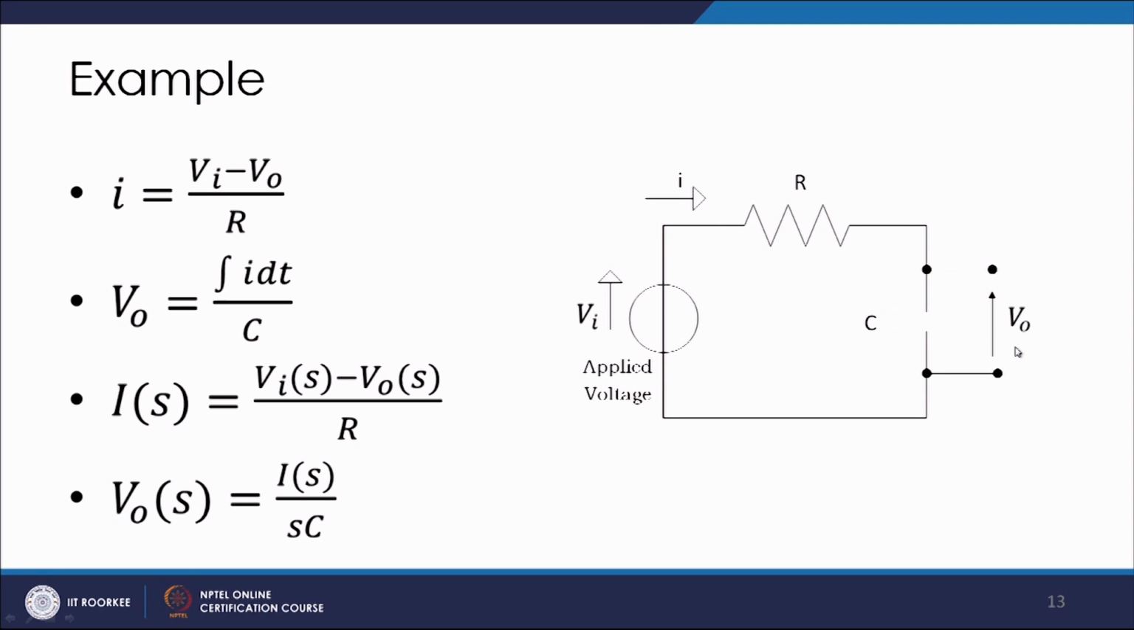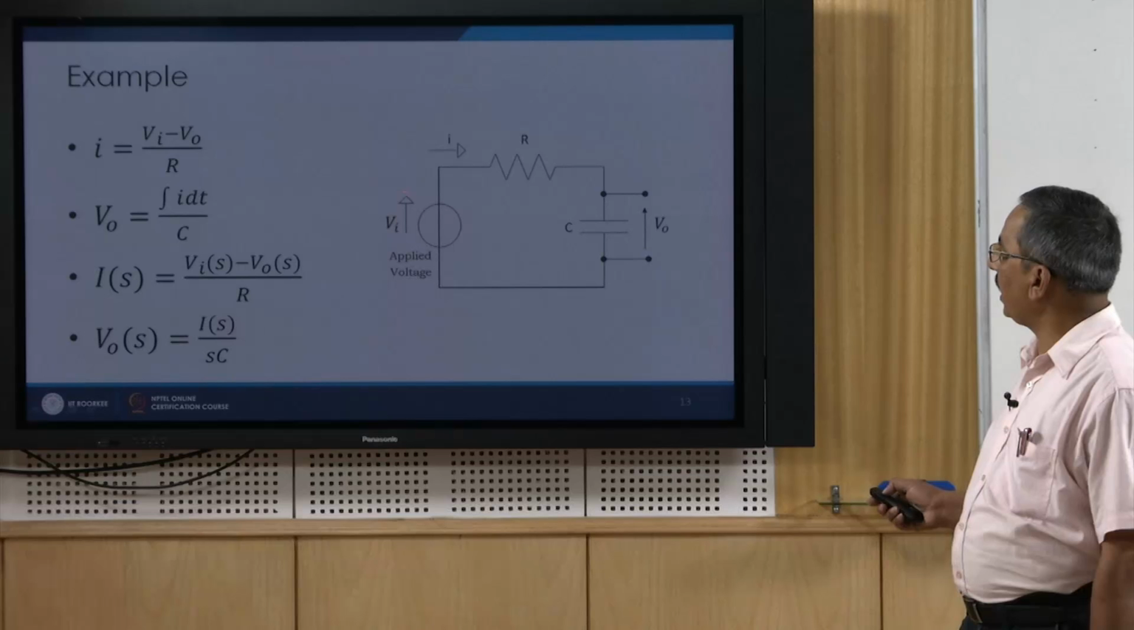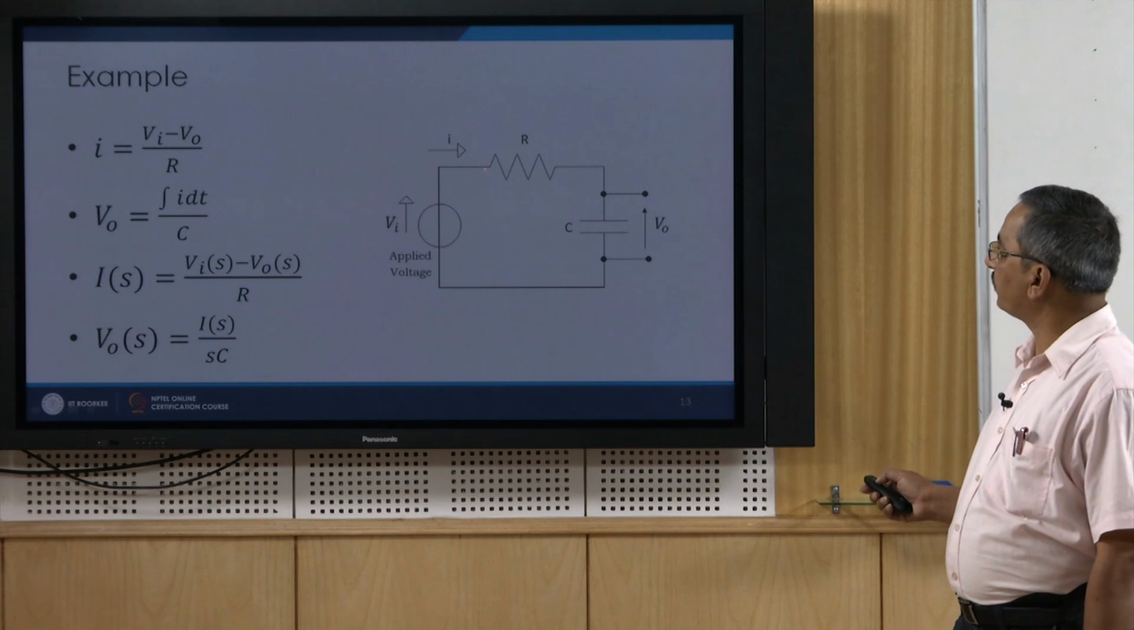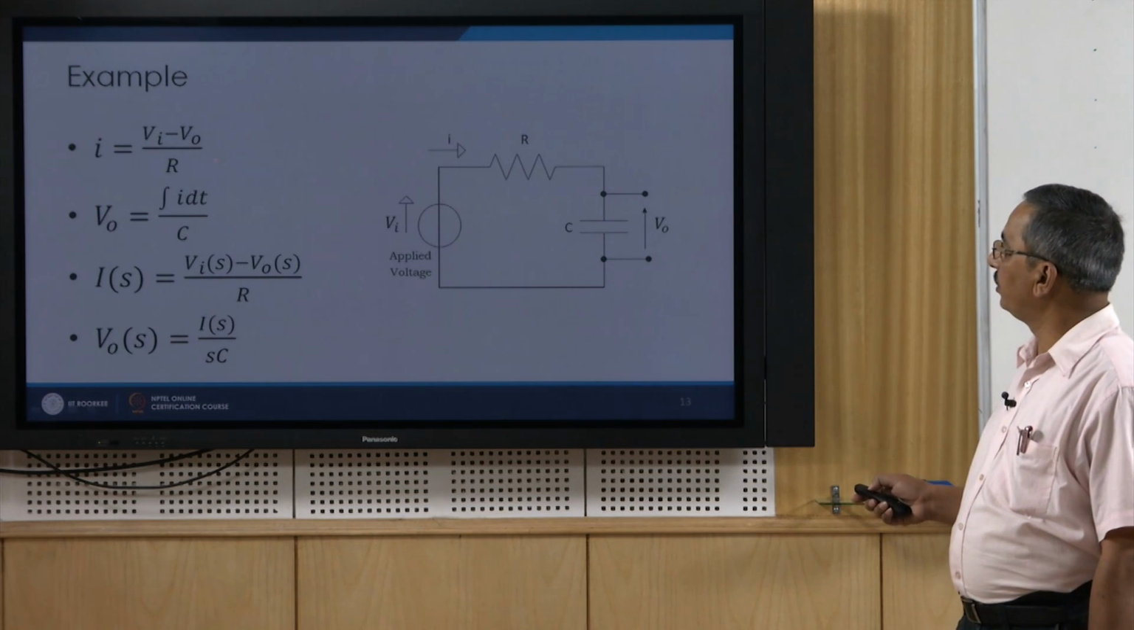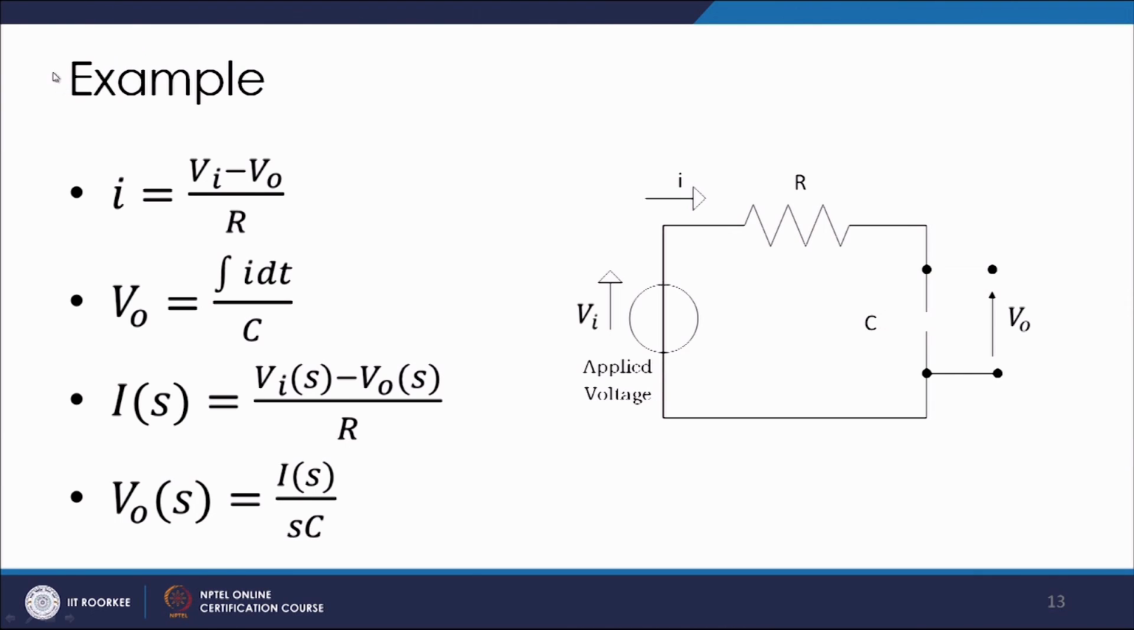So the first step is that we write the dynamic equation for the system. Here you can see that I can write the expression for the current I is equal to Vi minus Vo, here is Vi voltage, here it is Vo. So Vi minus Vo divided by R, and for Vo I can write integral of I dt divided by C, that is the charge across the capacitor plates divided by the capacitance.